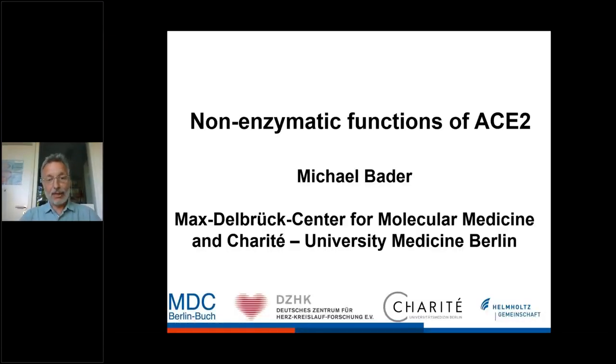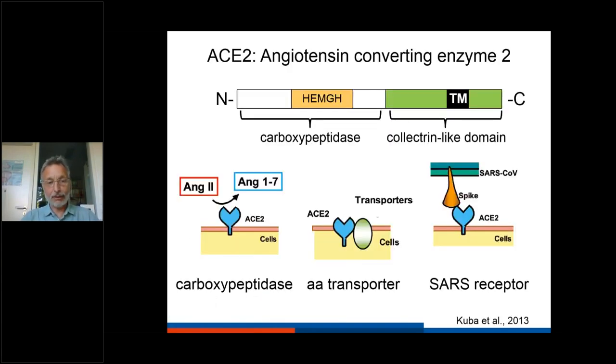I will talk about the non-enzymatic functions of ACE2. And you have seen already this kind of cartoon by Anthony showing you that this strange molecule has two completely independent parts which have been put together in evolution. I think no one knows why. One is the carboxypeptidase part, about which Rhian has already talked, which is essential for the production of angiotensin 1-7. And there's a collectrin-like domain, which is important for another function I will talk about first.